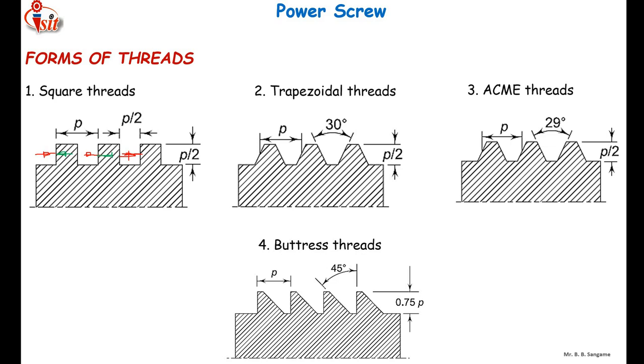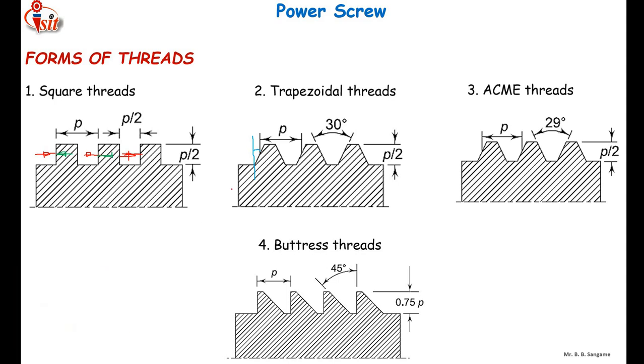But in case of trapezoidal threads, here you can see that the thread profile is having the angle of near about 15 degree with the vertical line. If you draw a vertical line over here, let me draw the vertical line. So this particular angle is 30 degree.